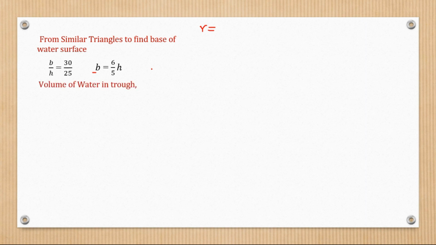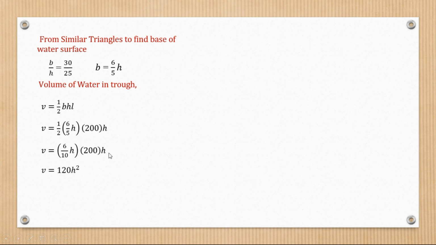Now to find the volume of water in the trough, we know that the volume is a half times base times height times length. So we're going to have V equal to a half times, where there is base, we put 6 over 5h, and remember that length is 200, and then we have h right there. So if we multiply these, 6 over 5 times a half is 6 over 10h, multiply this together and we'll have 120h squared.